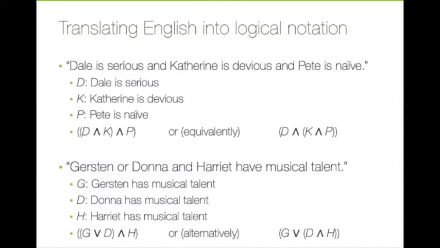D and K in parentheses, and P, that in parentheses. So our 2 conjuncts for the main connective, the right-hand conjunction, are P on one side and D and K on the other. But there's an equivalent symbolization for this, where D is one conjunct of the main connective and K and P is another conjunct of the main connective. Either one of these would be an acceptable symbolization of the English, in part because these 2 logical forms are equivalent.